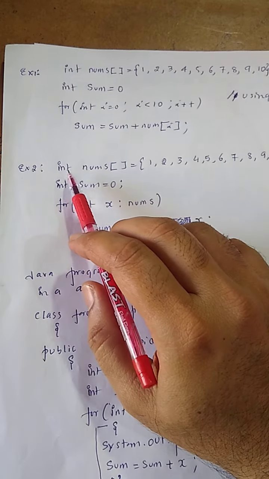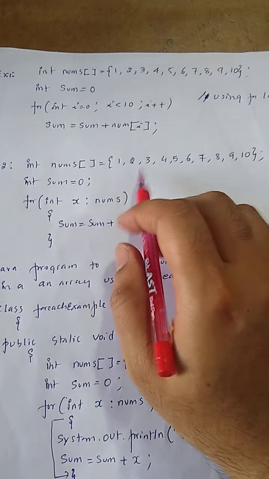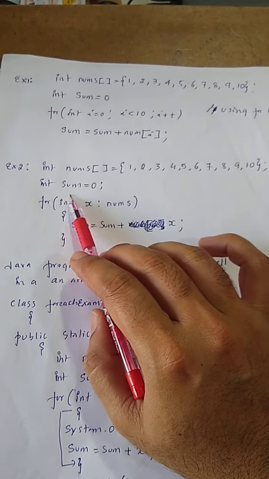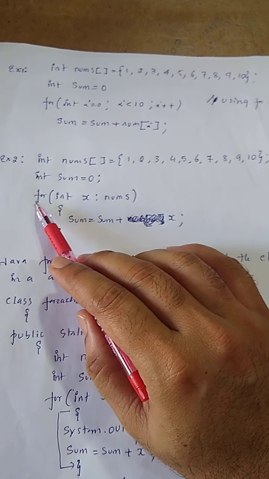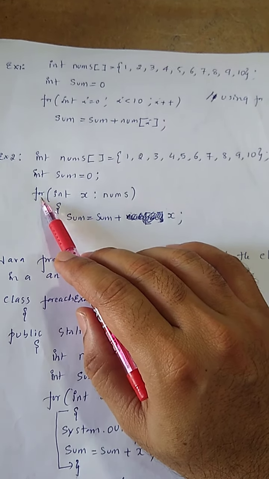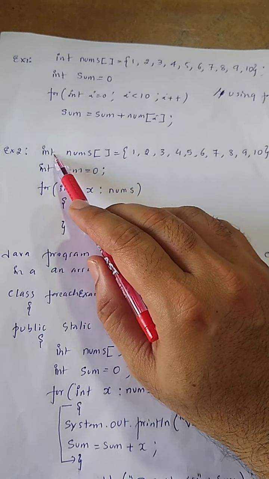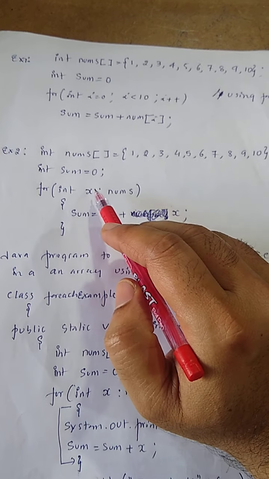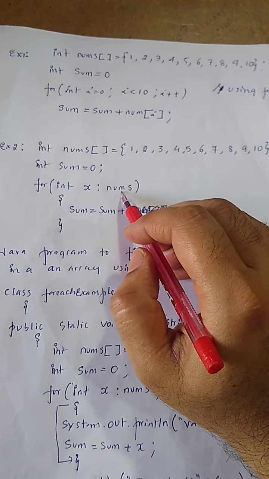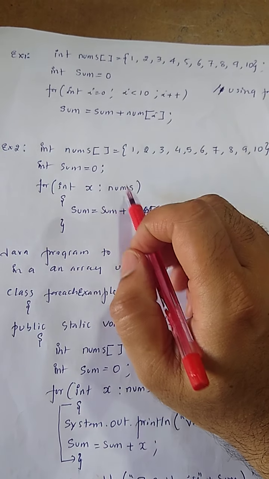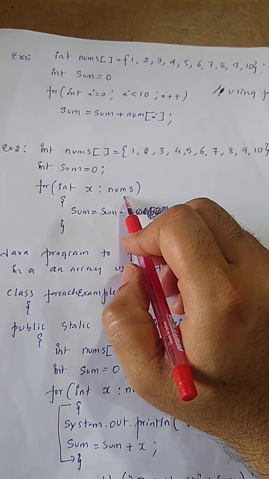Okay, so next now I'll take for each. Same array with the 10 elements, same variable initialized to 0. Now I'm using the for-each version of the for loop. For the data type I'm taking integer, because the array data type is also integer. Next I have to write a variable name, x, next colon followed by the collection. The collection here is the array name, so I wrote numbers.